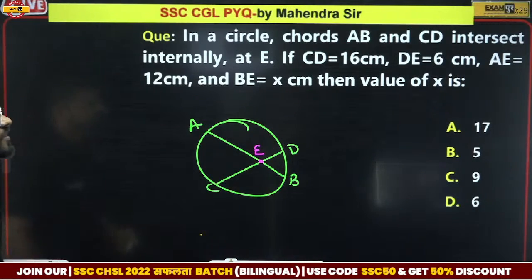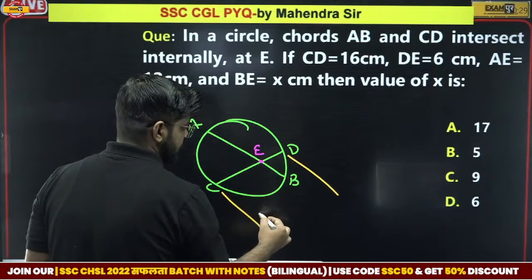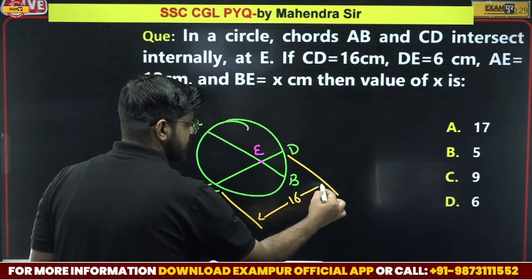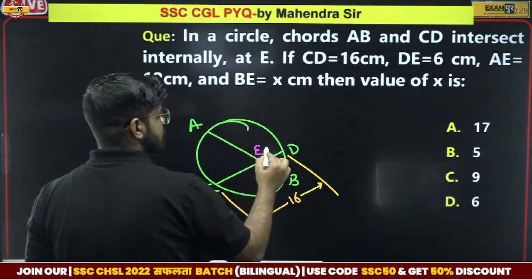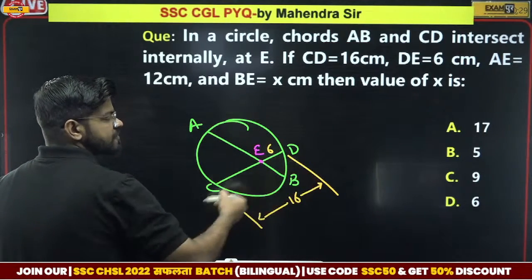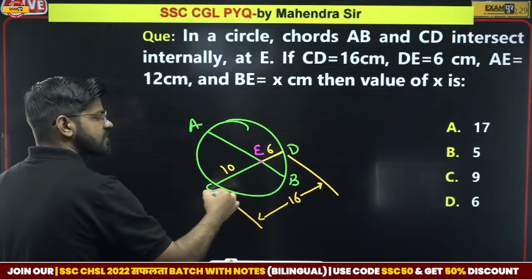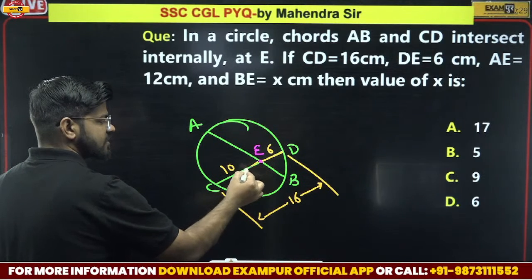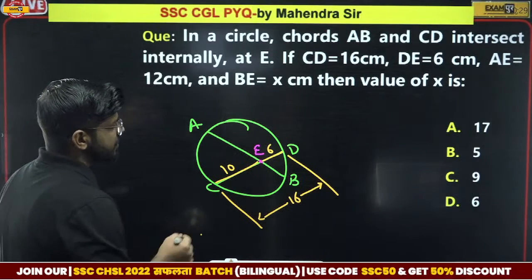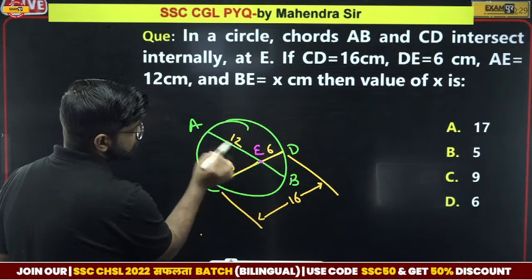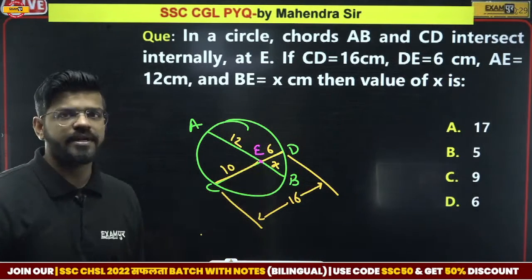Now, what is the question saying? CD is 16 centimeter, and DE is 6. So this much is 6. If CD is 16 and DE is 6, then CE will be 10. Again, AE is 12 centimeter. This much is 12 centimeter. And BE is X, and we have to find the value of X.